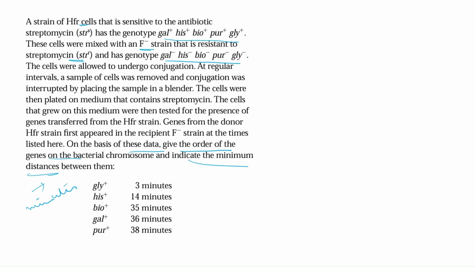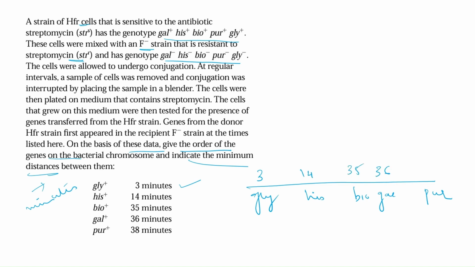Now, as you can see, glycine. This is a chromosome. When we halt the process of conjugation at 3 minutes, the gene obtained was glycine. So definitely glycine will be at the first position. Then histidine, 14 minutes. Then biotin, 35 minutes. Then galactose, 36 minutes. Then purine, 38 minutes. So here it is 3 minutes, 14 minutes, 35 minutes, after 36 minutes and after 38 minutes, this gene has been obtained.